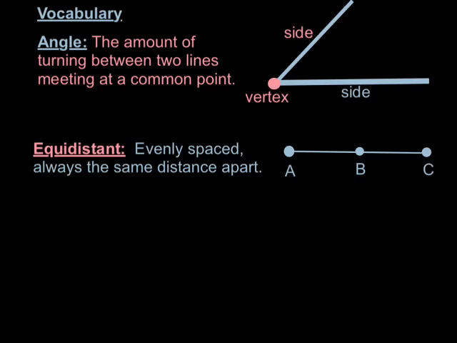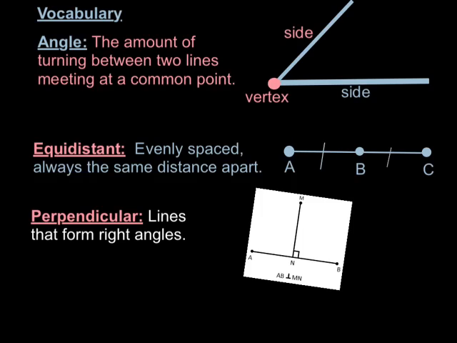The next word is equidistant. This means that items are evenly spaced, or they're always the same distance apart. For example, if we're looking at these 3 points, A, B, and C, if A is the same distance from B and C is the same distance from B, then these two are supposedly equal. They would be marked the same, and so they would be congruent.